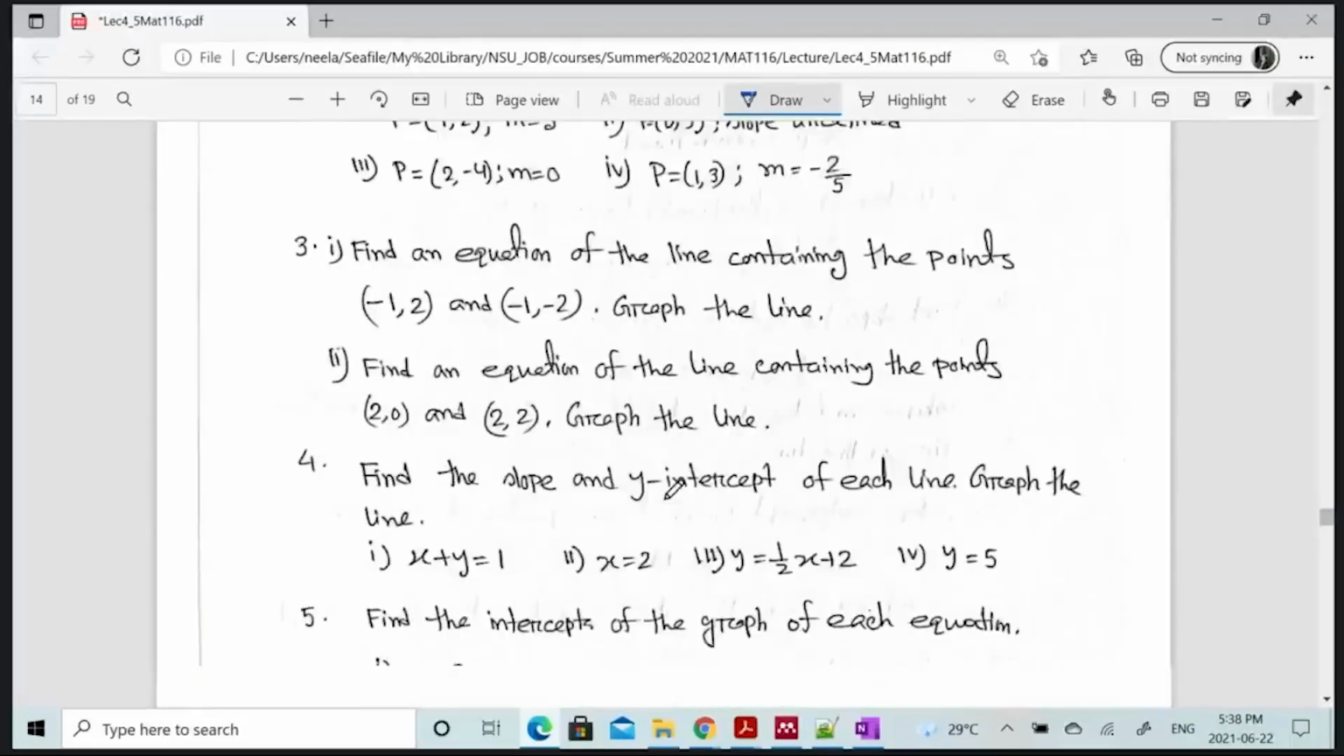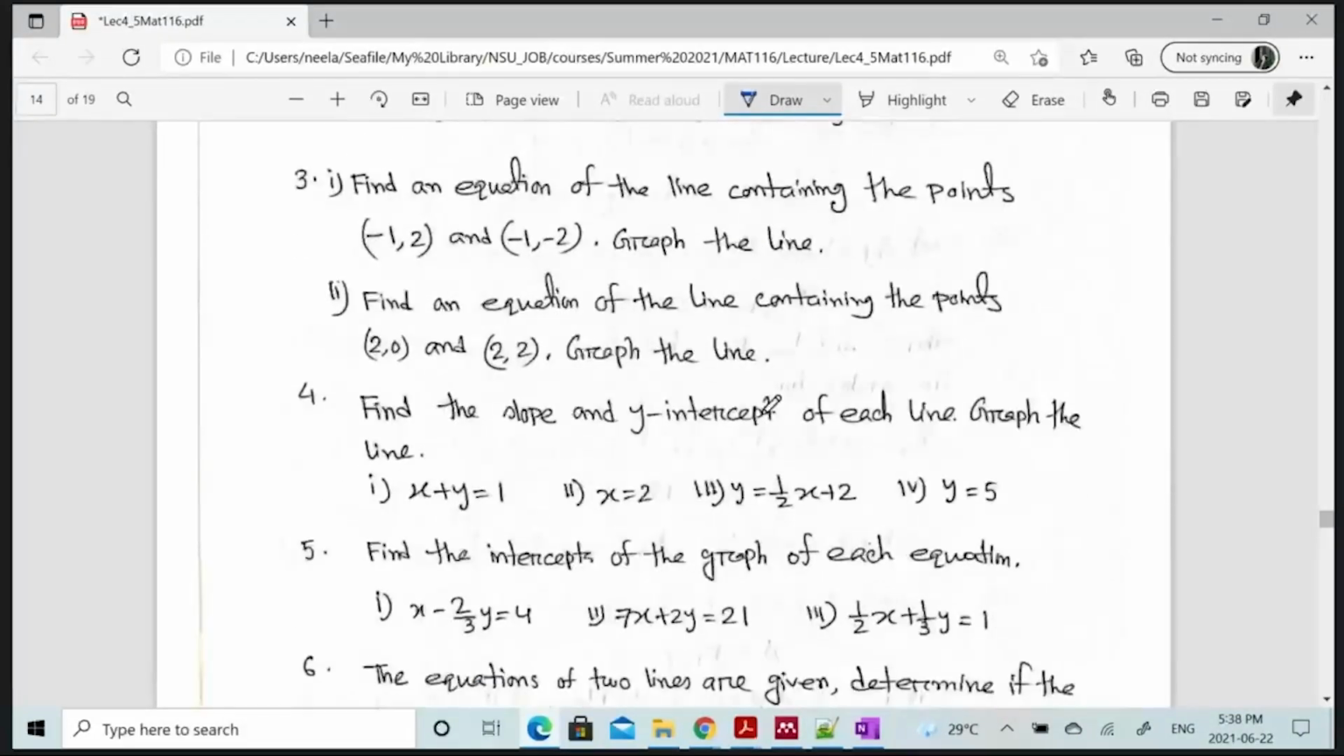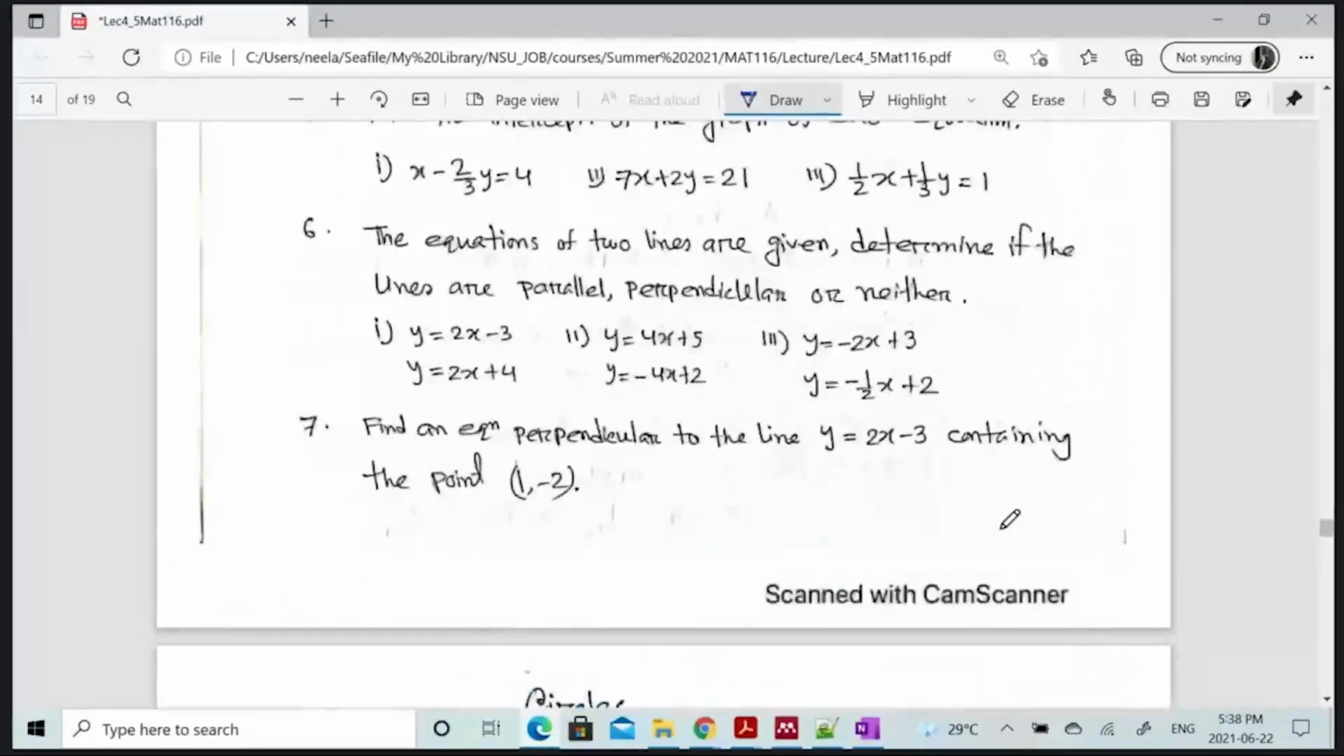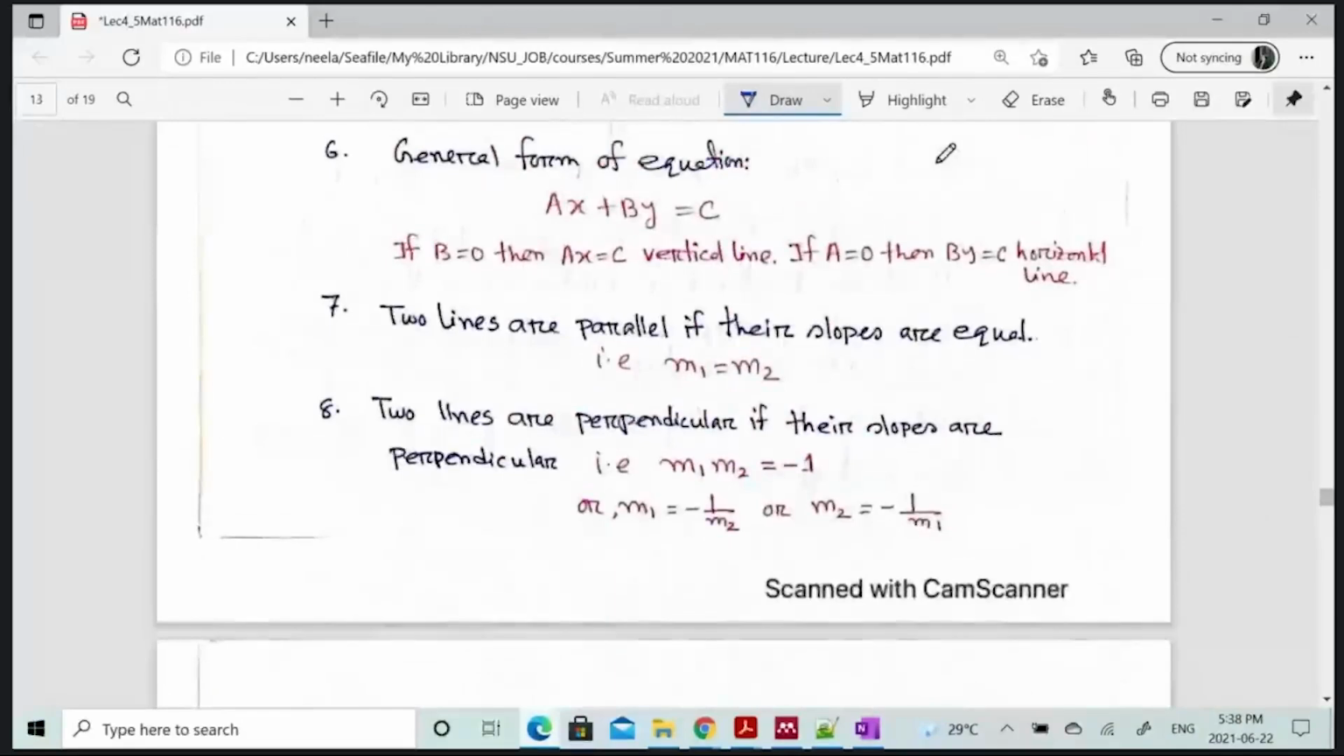This is the same thing. Here it says find the slope and y-intercept of each line. From each line you have to find the slope and intercept, and you can also draw the graph of it. I think you can cover up to question 5. Find the intercepts of the graph of each equation. You know how to find each intercept: for the x-intercept you have to put y equal to 0, and for the y-intercept you have to put x equal to 0. So if possible, try to practice up to question 5. And 6 and 7 we're going to see after we learn this whole chapter.